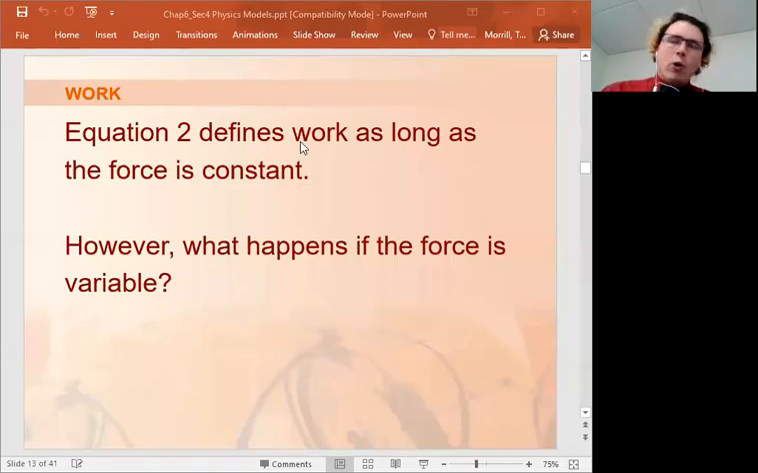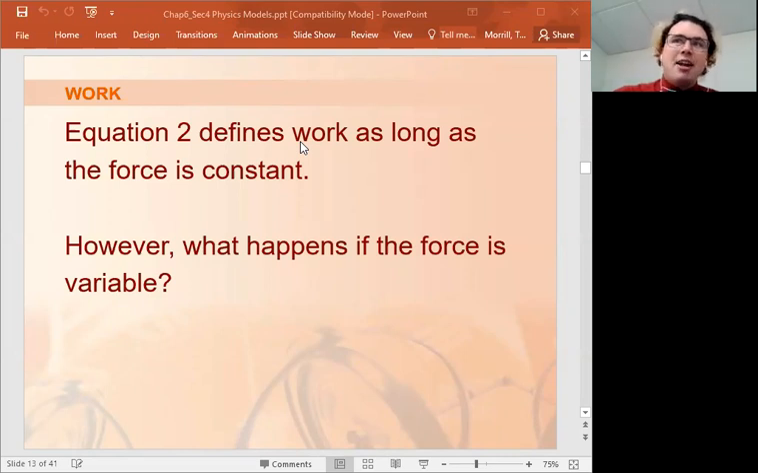So again, work in the physics sense is equal to force times distance. But that equation only works if it's the very same force everywhere. And we have forces that we model that way, like gravity is pretty much the same everywhere. But how can we treat forces which are not constant?